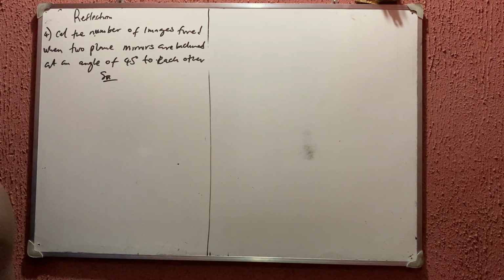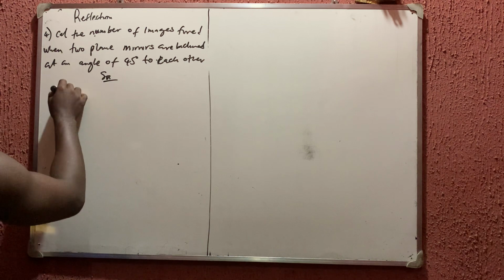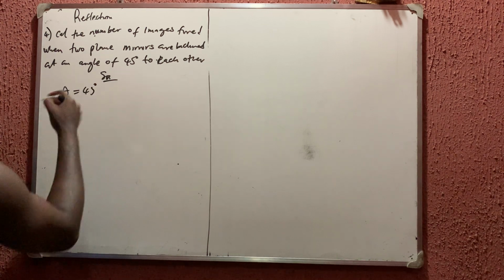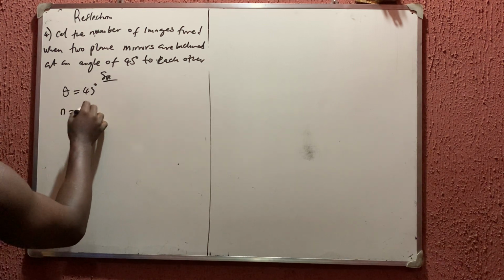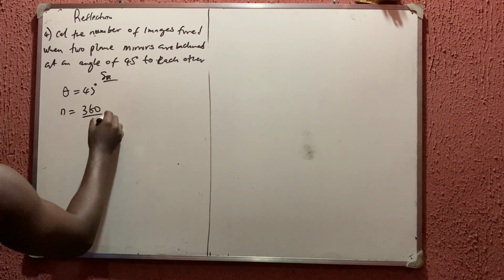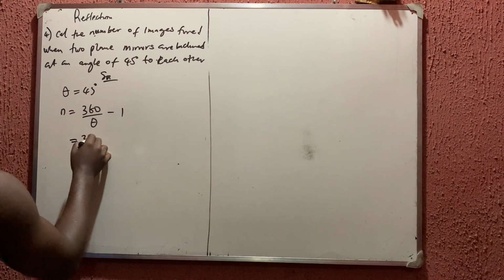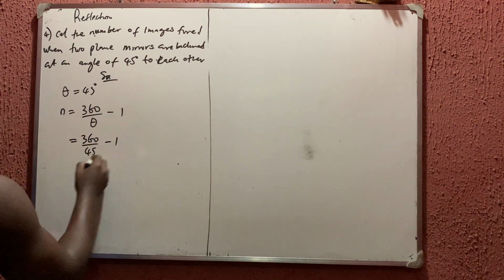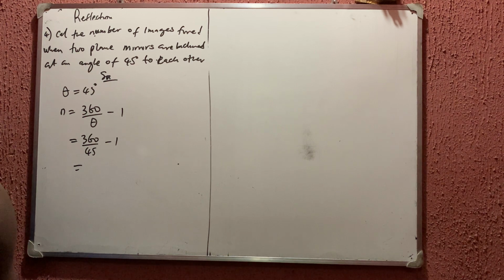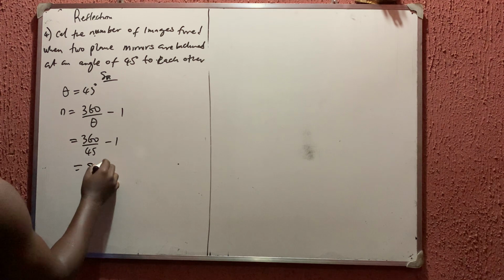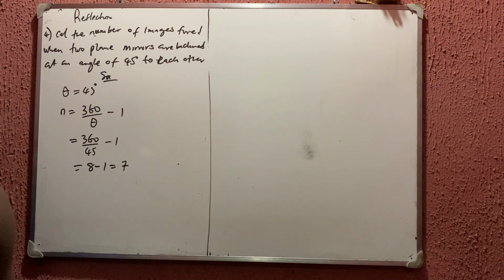So you have a formula. They gave you that theta is 45 degrees, so your n is simply 360 divided by theta, then minus 1. Very simple. So we say 360 divided by 45, then minus 1. 360 divided by 45 gives you 8. So 8 minus 1 is 7. So the number of images formed in a periscope is 7. We have 7 images formed in a periscope.